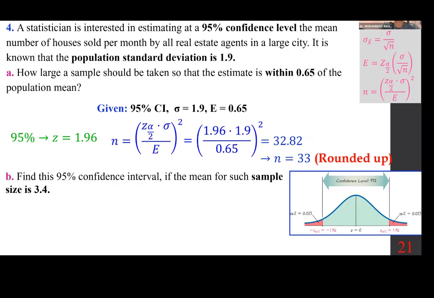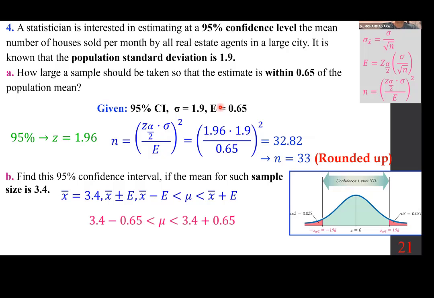Now we want to find the 95% confidence interval if we know that the mean is 3.4. X bar plus minus E. This is X bar. So we are going to add and subtract E. So from 3.4, subtract 0.65 and add 0.65. Now, what it really means is that we are 95% confident that the true population mean is somewhere in between.